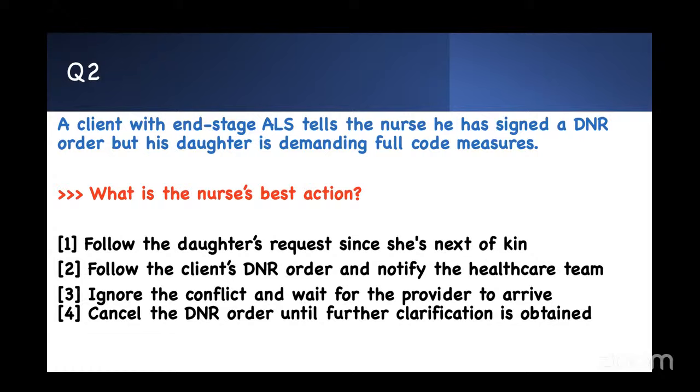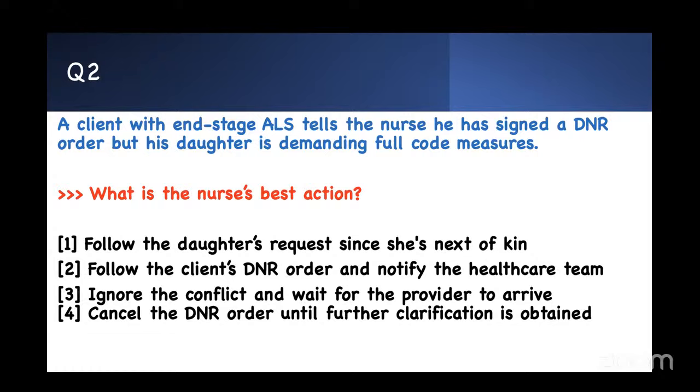The daughter is requesting something that is against the patient's wish. The patient has signed a DNR. What is the next best action? Think about it. 30 seconds. Put down your answer, right? 1, follow the daughter's request since she's the next of kin. 2, follow the client's DNR order and notify the care team. 3, ignore the conflict and wait for the provider to arrive. 4, cancel the DNR order until further clarification is obtained. 10 seconds, 20 seconds, 30 seconds. What do you think? What should be the right answer? You can put down your answer.